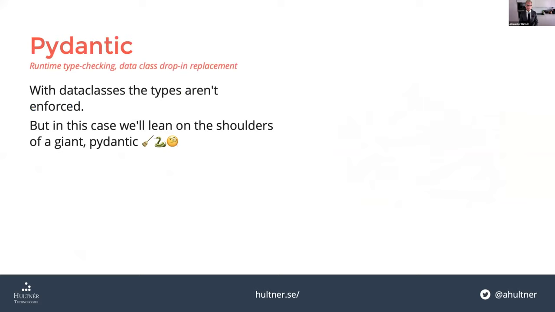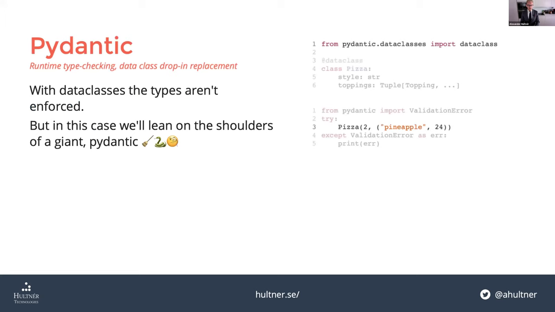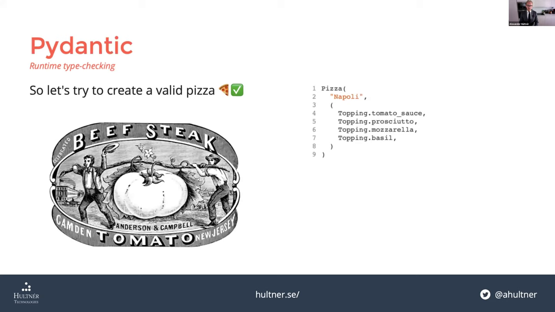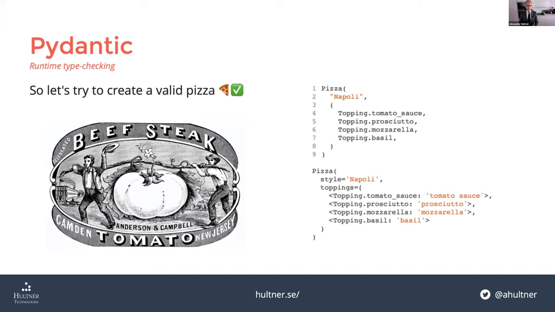So let's get started. With data classes, types aren't enforced, but with Pydantic, we can just change the import to import dataclasses from Pydantic instead, and just use the same decorator. And now if we try the same code, we can see that we get a validation error and also a very nice error message. That's one of the nifty features I really like, because readable errors are great. And now maybe we should try to create a valid pizza. So I'm going to create a Napoli style pizza with tomato sauce, prosciutto, mozzarella, and basil. And it works perfectly, just like we want.